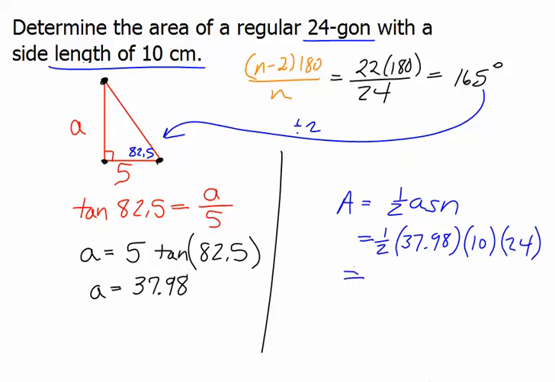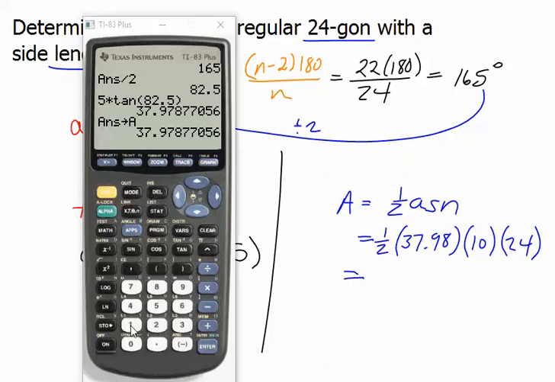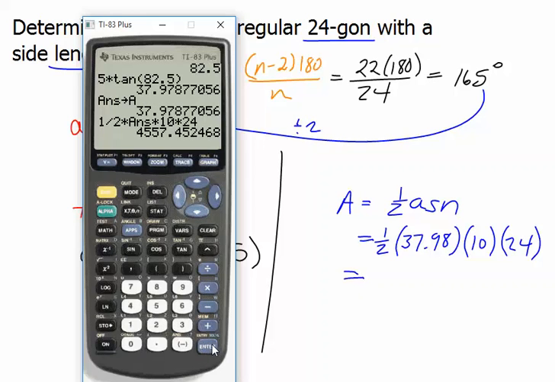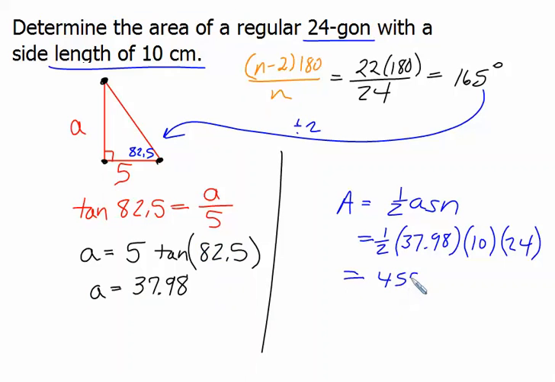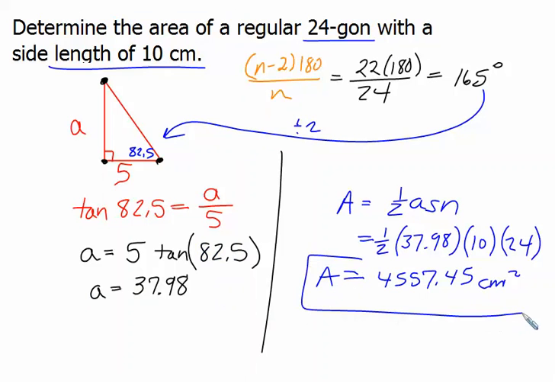So we'll go back to our calculator and type that in. It's going to be 1/2 times, you could even use the previous answer, which you get by pressing second negative sign, times 10 times 24, and we're getting 4557.45. Make sure we put the correct units at the end. We're talking area involving centimeters, so that would be centimeters squared.